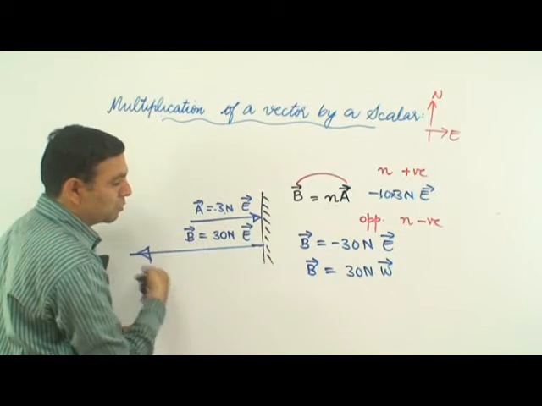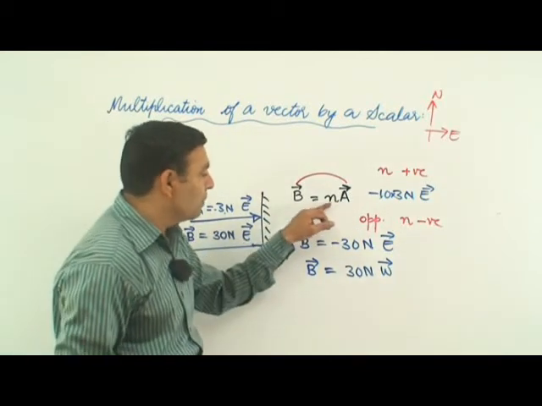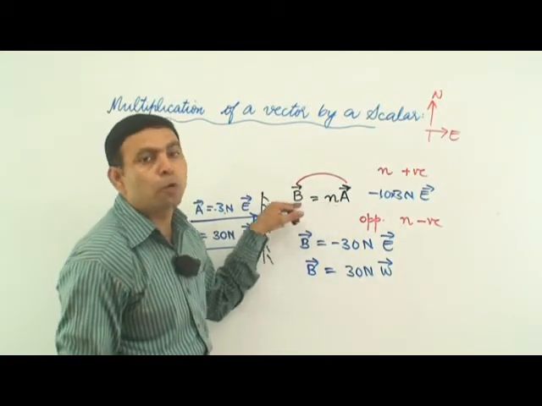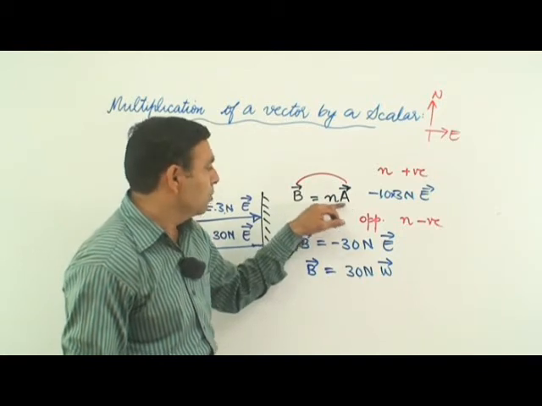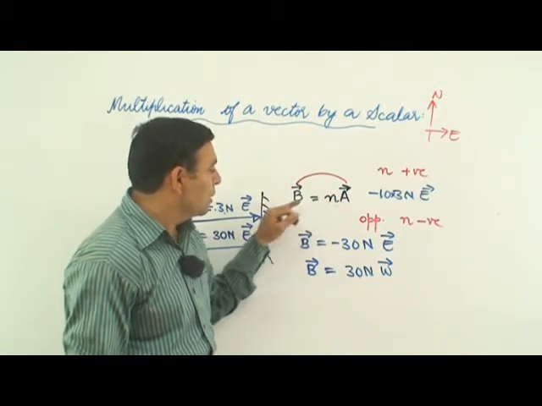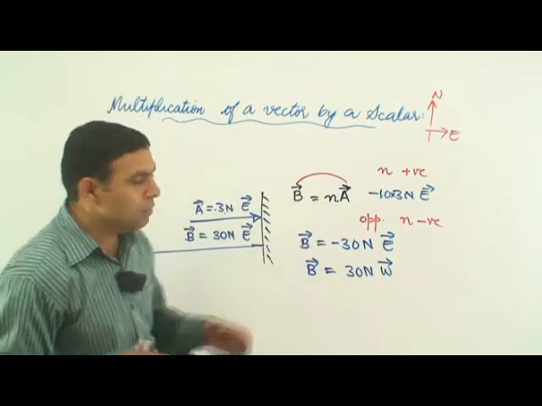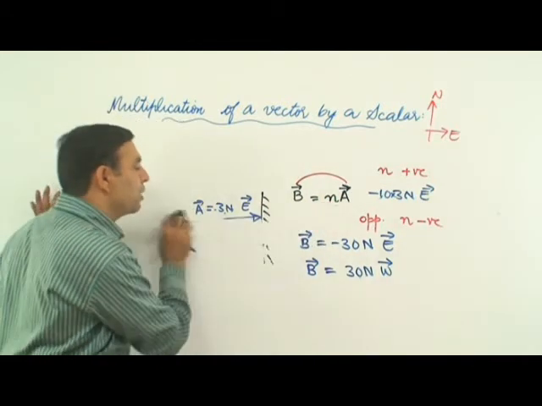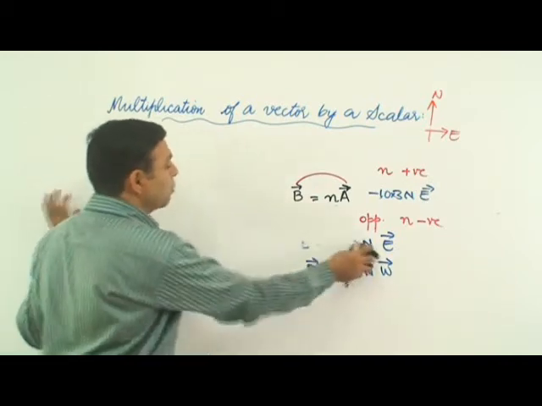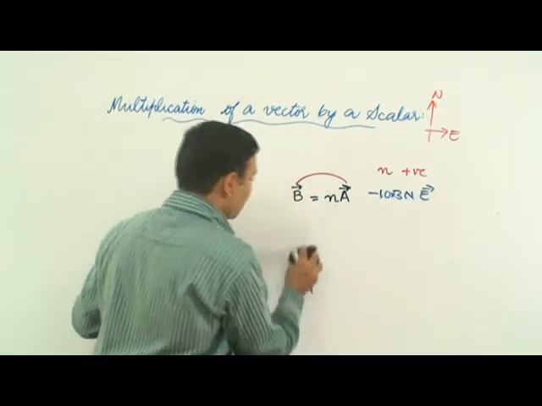So when a vector is multiplied by a scalar, you get another vector. Both vectors will be in the same direction, provided n is positive. They will be in opposite direction if n is negative. Fine. Is it clear? I'll give you a simple example over here. One more beautiful example which most of you might be knowing. In fact, you will be knowing it.